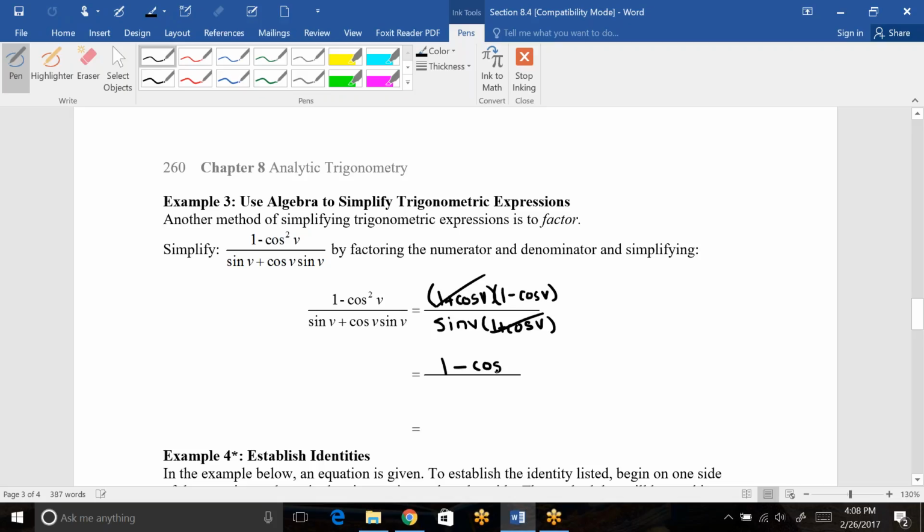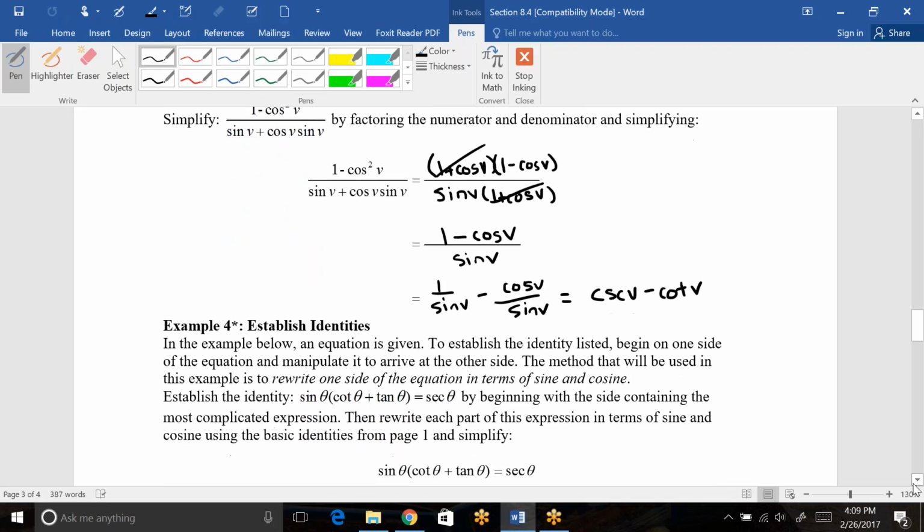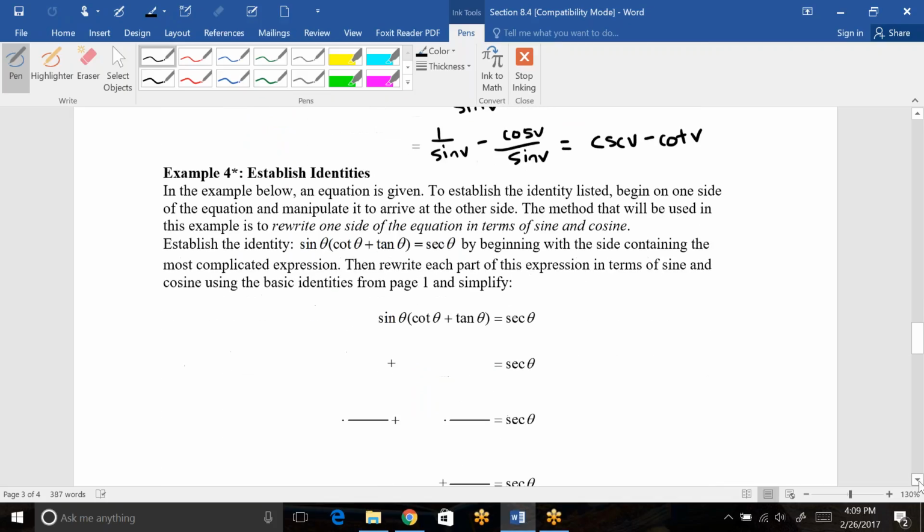And doing that was helpful because we got this. So 1 minus cosine V over sine V. And again, if we wanted to go further, we could split this up. They didn't specify where to stop. So this is cosecant V minus cotangent V. That's exactly the same thing we got for example 1, which means that the part we started with in example 1 is synonymous or equal to this part. So anytime you get the same answer at the end, once you've simplified, then those two expressions would be equal to each other.